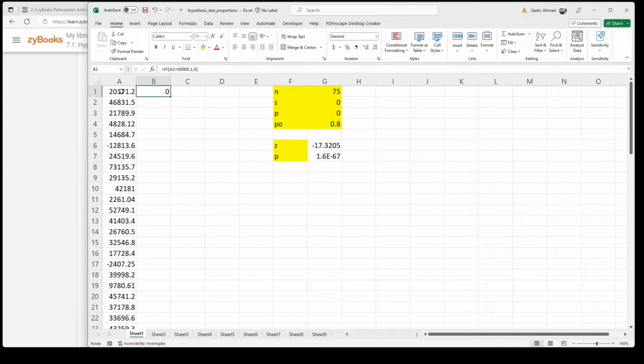Now we need to find the z value for this. So the z is calculated here. Just to go over this again, it is simply p minus p0 as the numerator, divided by the square root of p0 times 1 minus p0 over n, the sample size. So it is 0.56592.